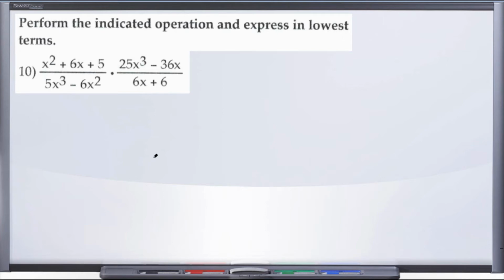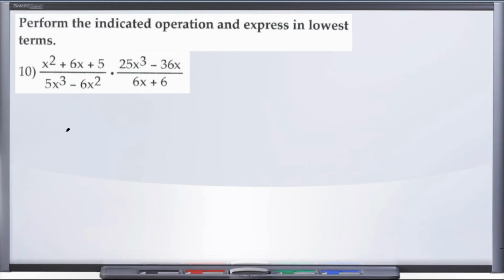All right, so here we go. Let's go ahead and take a look at number 10. And hopefully by now you're starting to see the pattern of what it is that we're doing. We are factoring each numerator and denominator as much as we can, and then taking a look to see if any of the factors cancel. And once we've canceled everything that we can, then we go ahead and perform the indicated operation. So let's go ahead and jump in and see what we have.